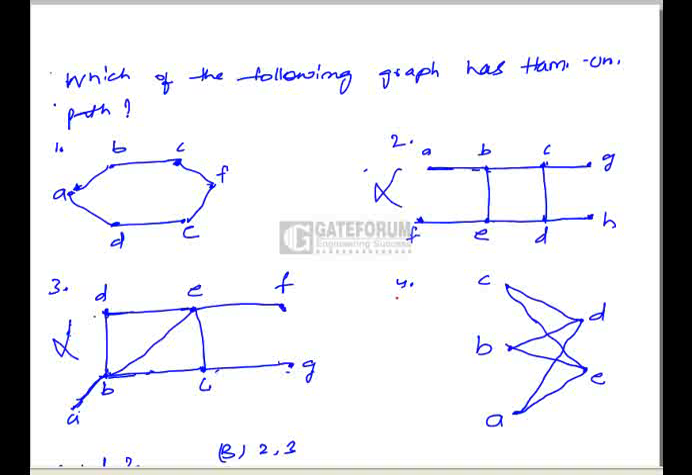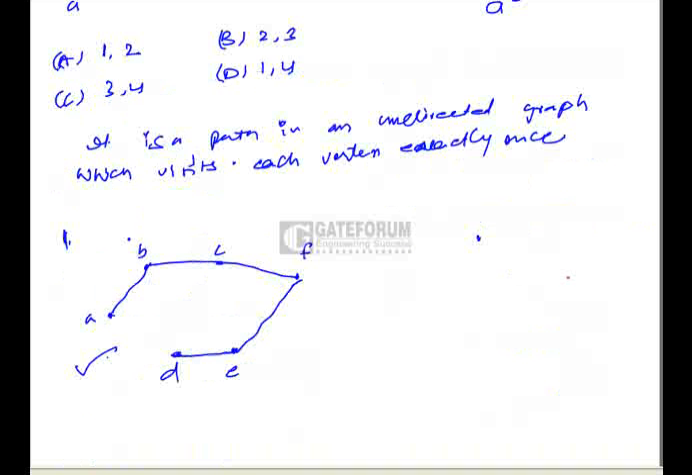Let us try for graph 4. Let us draw the vertices first of graph 4. Here it contains 5 vertices named A, B, C, D and E. So let us check if it contains Hamiltonian path or not. So let us start from vertex C. So from C to D there is a path, and from D to B there is a path, and from D to E there is a path, and from D to A there is a path.